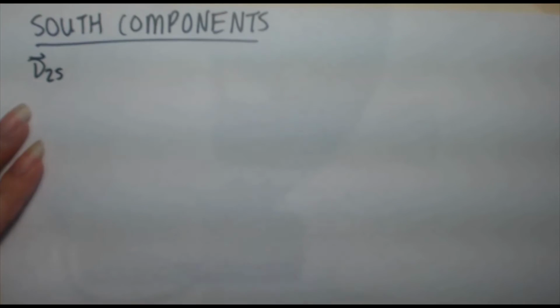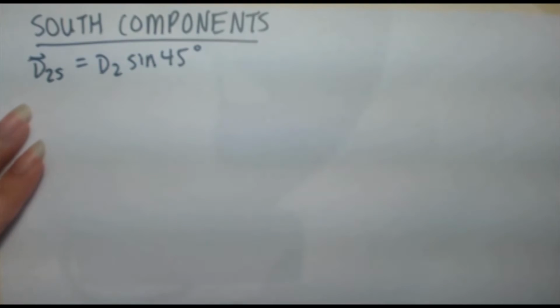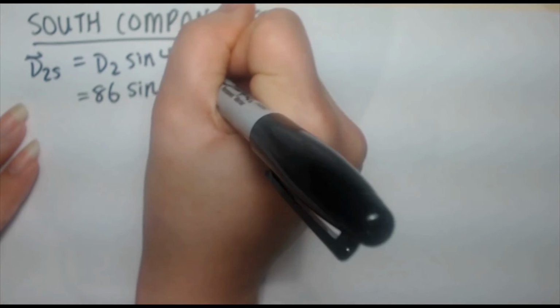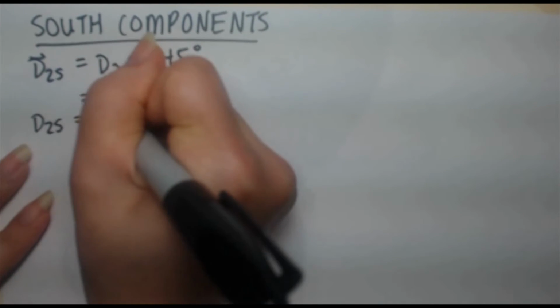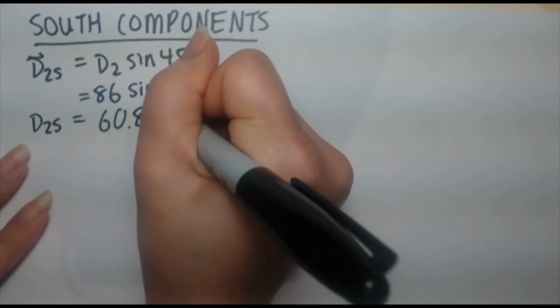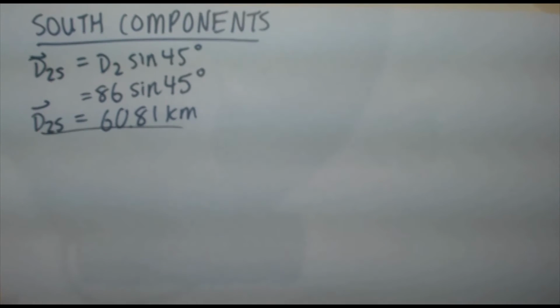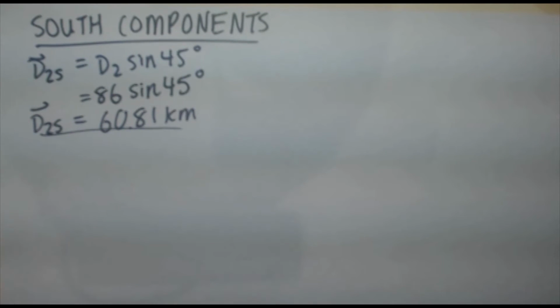So we're going to say D2 south is equal to D2 sine of 45 degrees. Okay, D2 is 86 kilometers, don't forget, times sine of 45 degrees. So therefore, D2S is equal to 60.81 kilometers. If that number looks familiar, that was the same thing we got for D2 east. It doesn't always work out like that. It worked out in this case because sine of 45 and cosine of 45 are the same thing.